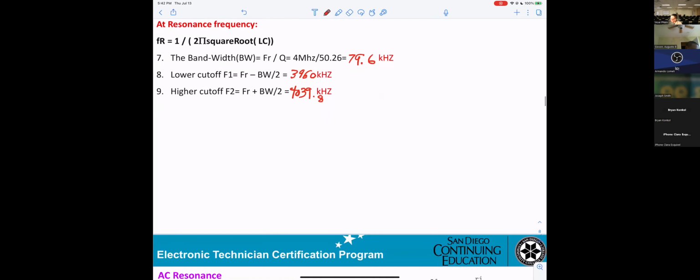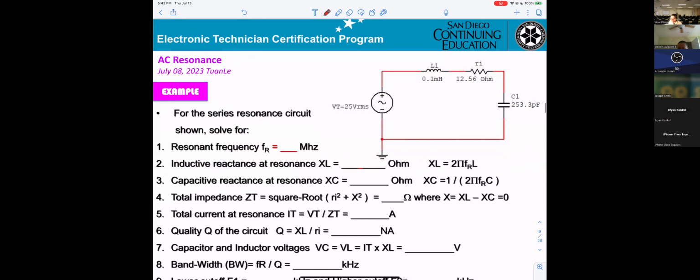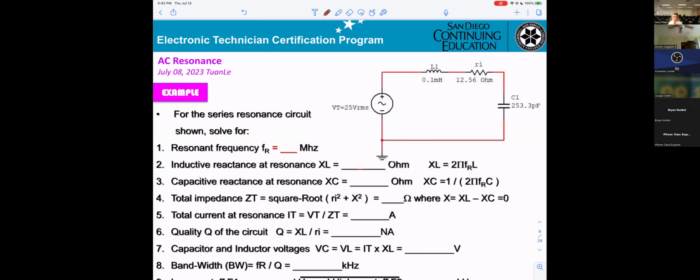Okay, now you guys do it for me. The next problem. You get 25 volt AC. Inductor 0.1 millihenry. Internal resistance of the inductor 12.56. And C1 253.3 picofarad. Now, you're doing your calculation for me.